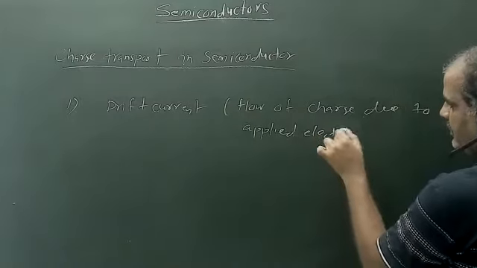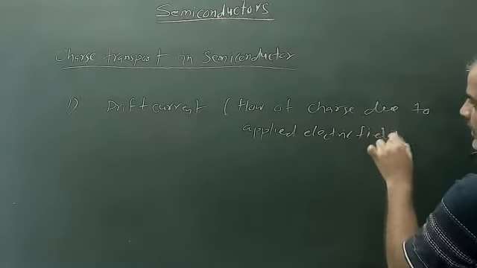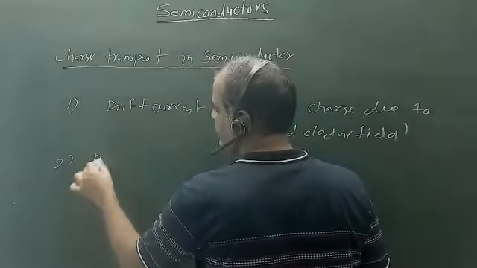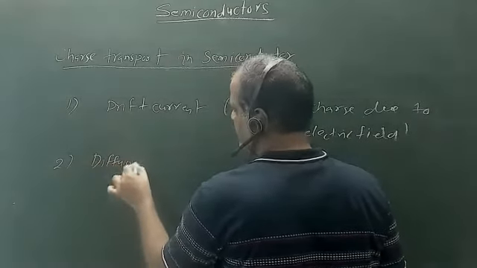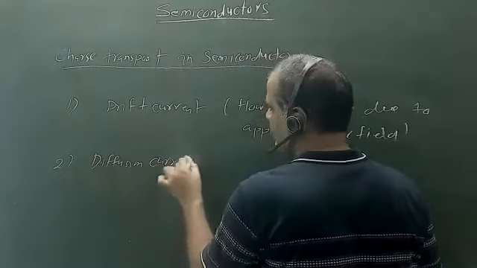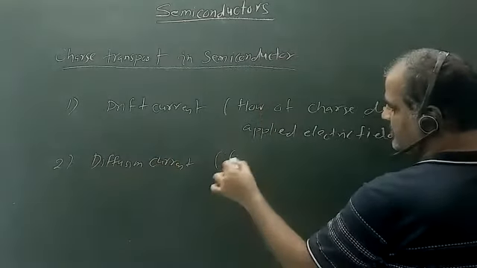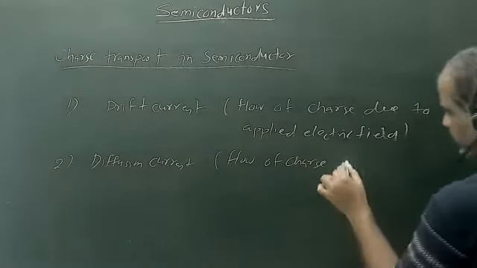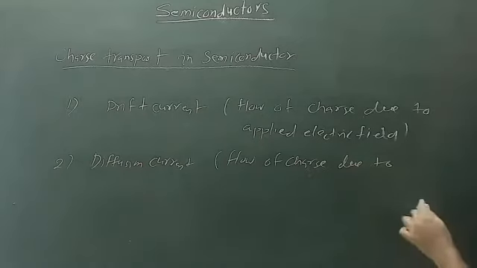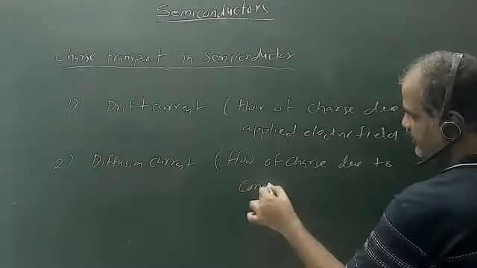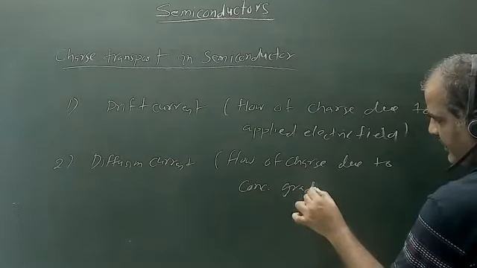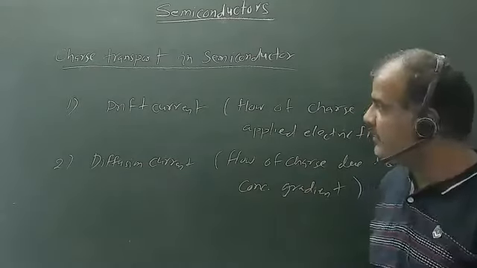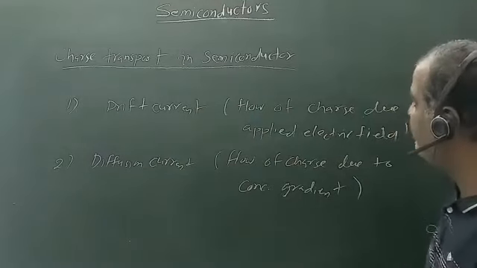Okay, and then there is second mechanism by which charge can move, that is called diffusion current. Okay, diffusion current, so flow of charge due to concentration gradients. ओके सो ये दोनों मैकेनिज्म क्या करते हैं कि सेमीकंडक्टर में करंट प्रोड्यूस करते हैं. ओके सो नाउ विल सी दिस वन बाय वन.